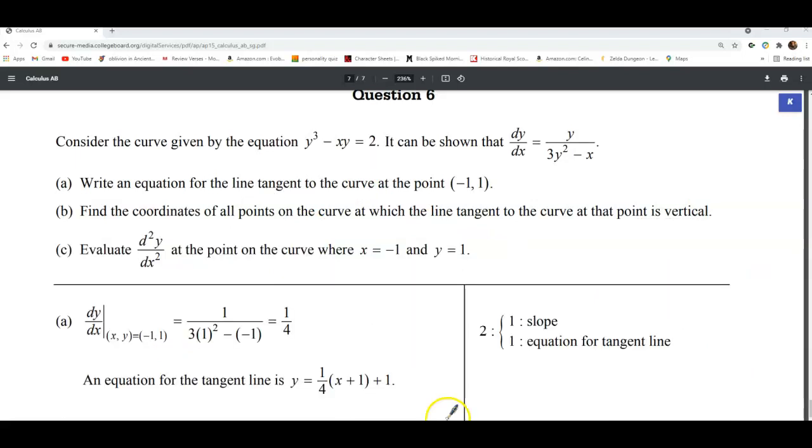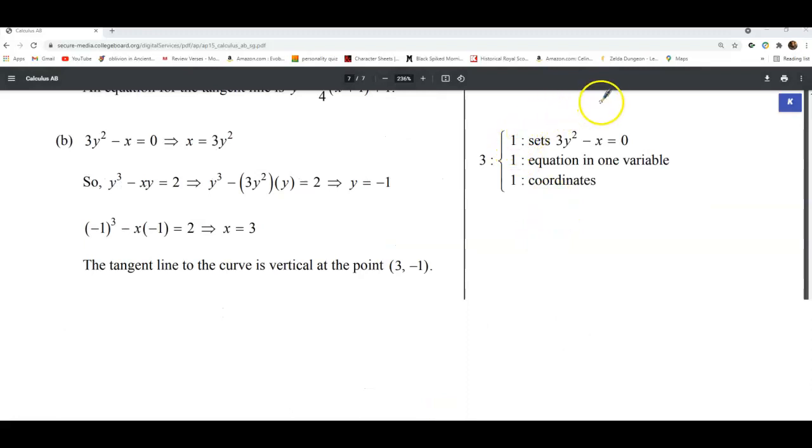Okay? Let's go ahead and take a look at how they grade that one. So this would be a 3-point question. You get 1 point for recognizing that you need to set the denominator equal to 0. And then after that, you get 1 point for doing the system of equations. It says here equation in one variable.